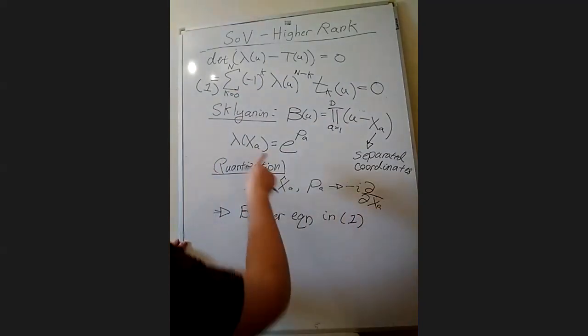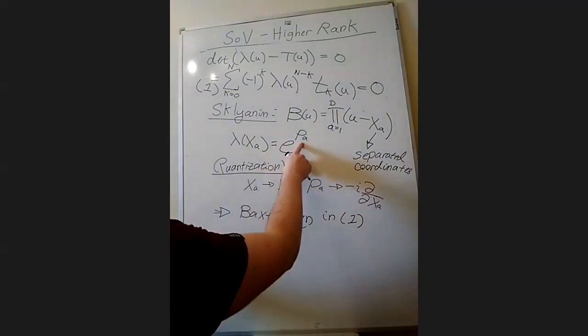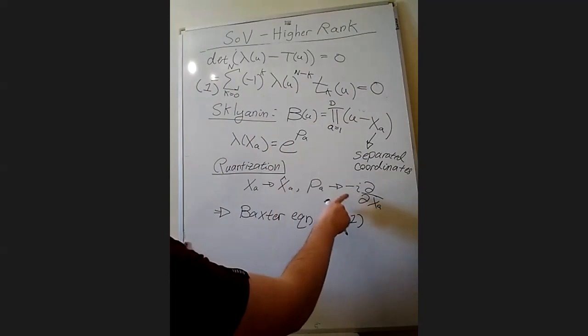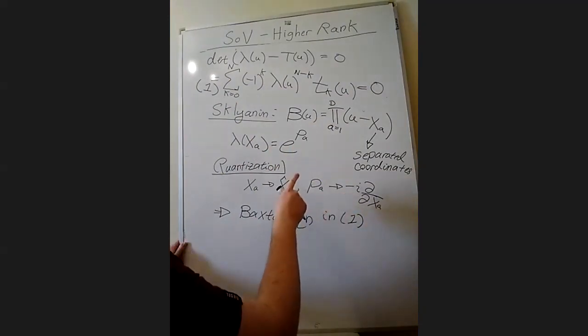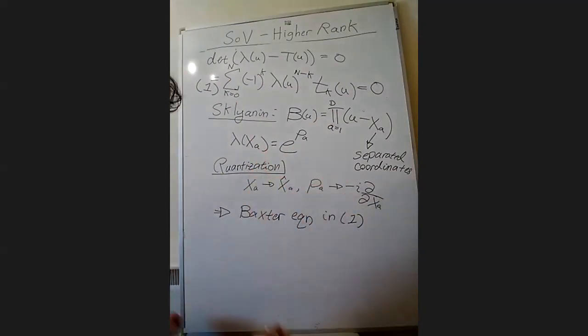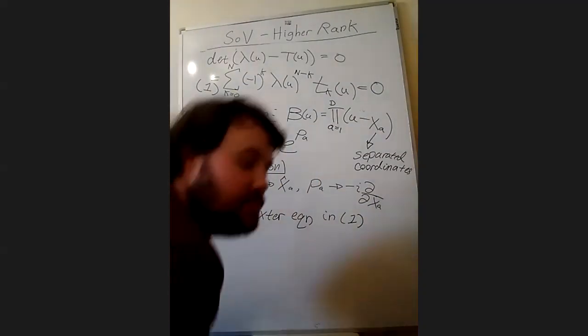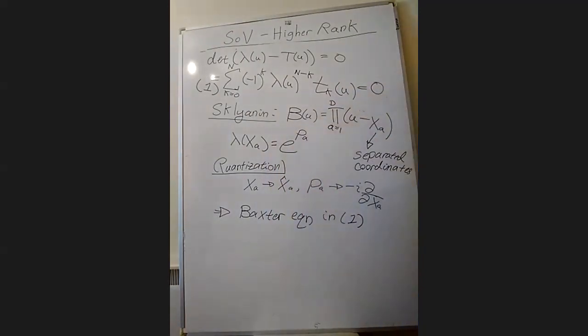Because you see now the eigenvalues were originally exponent of p_a. This becomes exponent of minus i times derivative, which becomes a shift operator. So immediately we get the Baxter equation. So this kind of suggests that in a good separated coordinate system, the Baxter equation is sort of an analog of a separated Schrodinger equation. And we know that the solutions of the Baxter equation are Q-functions. So this would at least naively suggest to us that in some separated coordinate bases, Q-functions should be our wave functions. Okay? Any questions?